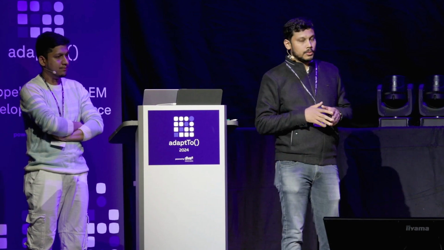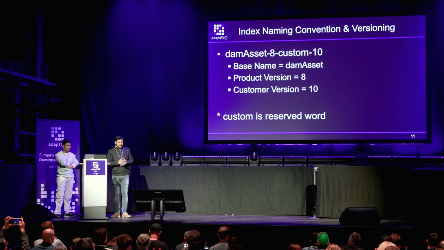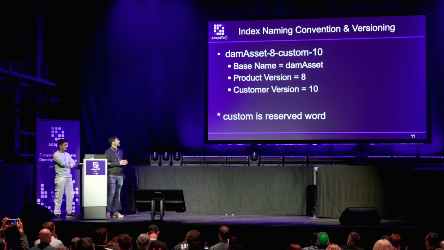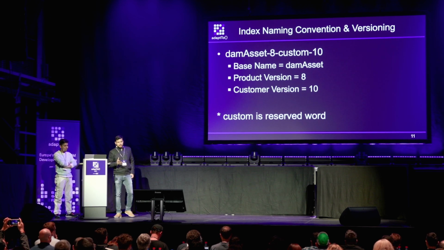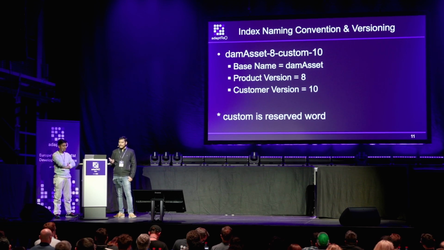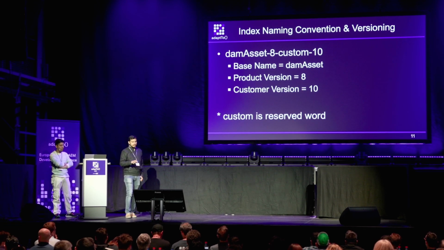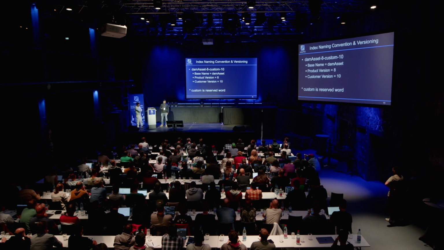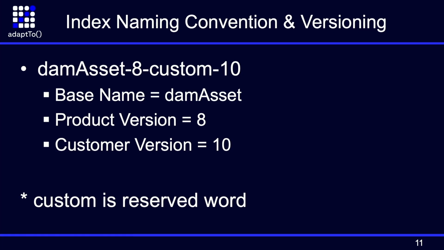As Nitin had mentioned, we use index versions to customize or create new indexes. We use an index naming convention to version the indexes. For example, let's say we have DAM asset 8 custom 10. Here, the base name is DAM asset, the product version is 8, and the customer version is 10. So what this means is we are basically customizing a DAM asset 8 index, and if you customize it again and again, we have to increase the customer version.